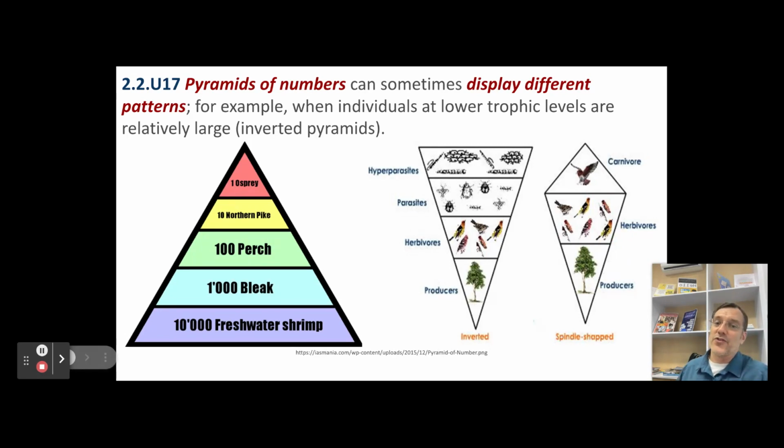But sometimes they have different shapes because you might have a single producer, like one tree, that can support many types of herbivores and parasites. Right? And then the parasites might also have parasites of the parasites. Those are called hyperparasites. So it's possible to have an inverted pyramid or to have a spindle-shaped pyramid of numbers.